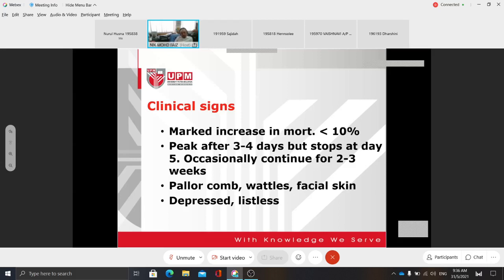In my experience, inclusion body hepatitis is quite self-limiting in nature. When it happens, suddenly you have increased mortality, a lot of chickens dying, and those that survive just survive. The uniformity may be affected, and the growth rate may be affected. But when it happens, there is a high number of mortality, and then it stops, and the rest will recover.